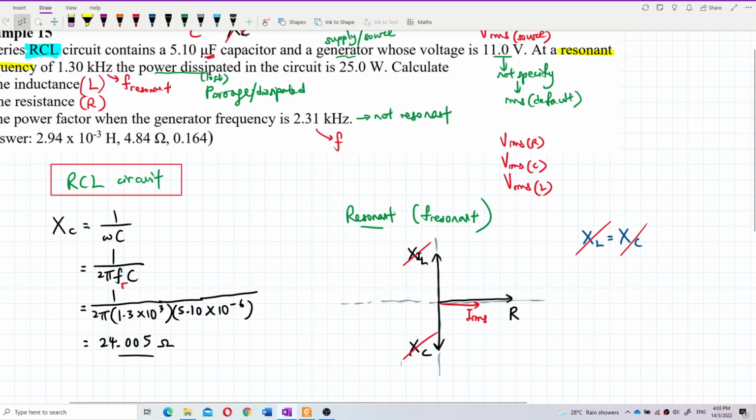So the total impedance will be equal to the resistor itself. Z becomes R, because we don't have this component anymore. The Y component is already completely cancelled off.